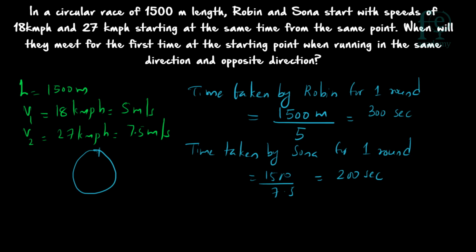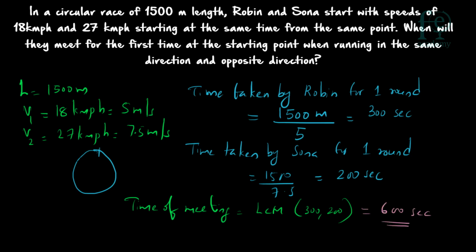Understood? In every 300 seconds Robin is completing one round, and in every 200 seconds Sona is completing one round. So exactly if they should meet, they will be meeting at the LCM of 300 and 200. So the time of meeting will be equal to the LCM of 300 and 200. What is the LCM of 300 and 200? It is 600. So at the end of 600 seconds, both Robin and Sona will be meeting at the starting point.